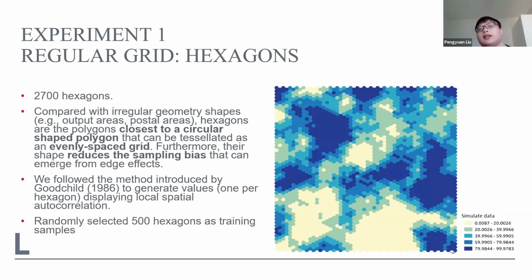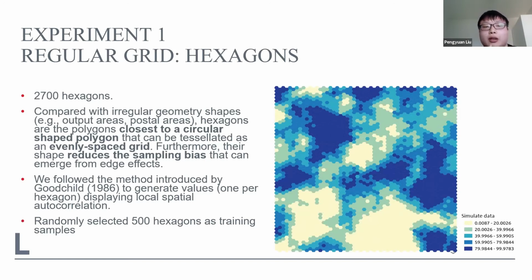So we experiment with this framework on two datasets. The first dataset consists of 2,700 hexagons. The reason to use hexagons in the first experiment is that, compared with irregular geometry shapes such as output areas or postcode areas, hexagons are the polygons closest to a circular shape that can be tessellated as an evenly spaced grid. Furthermore, their shape reduces the sampling bias that can emerge from edge effects. So we consider the hexagons a wonderful preliminary example to show our result.